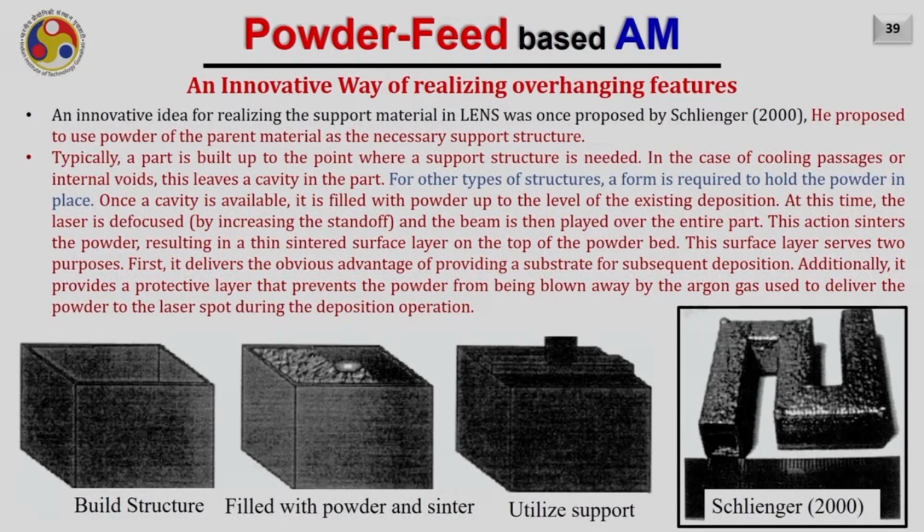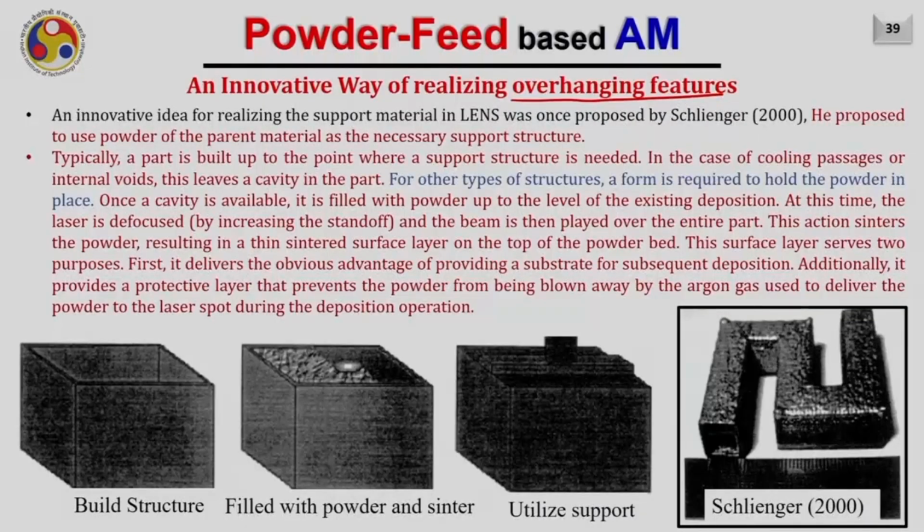Now I will briefly tell you an innovative way of realizing the overhanging feature which I have found in one of the literature. This innovative idea of realizing the support material in the LENS machine of Optomec was once proposed by Schillinger in 2000. He proposed to use powder of the parent material as a necessary support for the structure. So let us consider now that we want to build a cube, and this cube is something like this, right? And of course, there is a hole here. Assume that there is a hole here. Now, how can we build this large overhang?